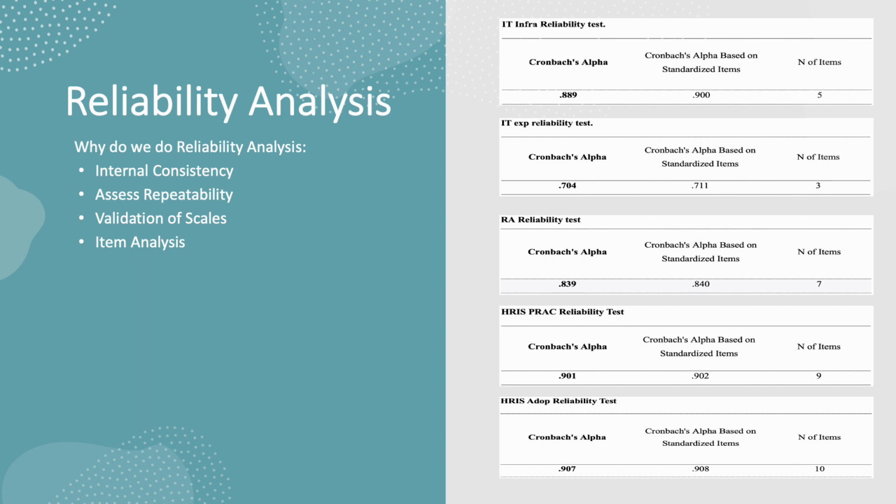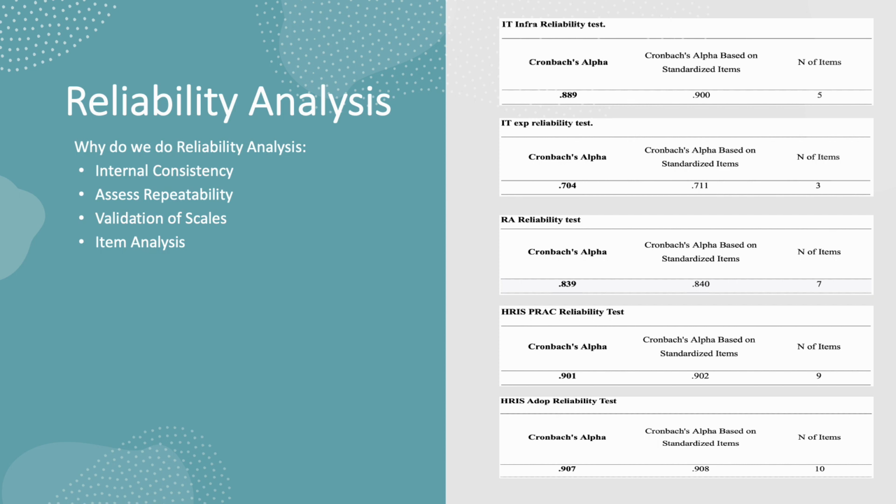Let me move on to the next table, which is the IT experience reliability test. If we look at the IT experience reliability test, the obtained alpha coefficient is 0.704. From the analysis, it suggests that the items used in the study exhibit satisfactory reliability and consistency. While a higher alpha coefficient is generally more desirable, a value of 0.704 indicates moderate internal consistency among the items.